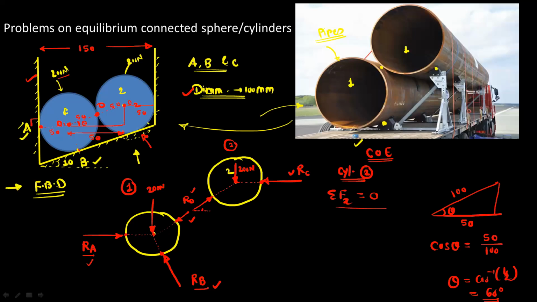So you can resolve the forces like this. The x component will be Rd cos 60 and the y component will be Rd sin 60. Now you can write down summation Fx. For summation Fx, Rd cos 60 in the positive x direction minus Rc is equal to 0.